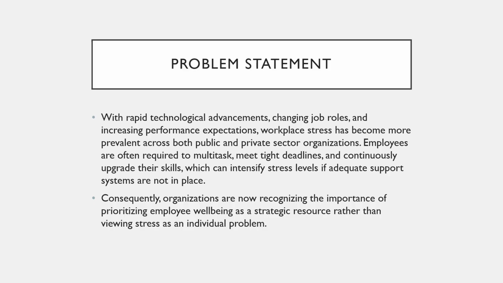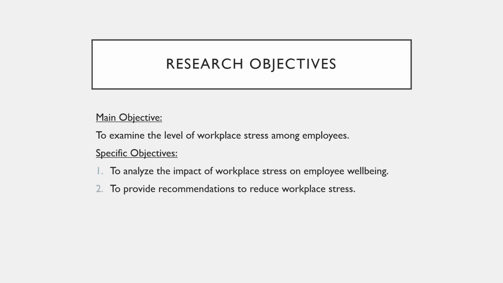Once the problem statement is clearly defined, the next slide covers the objectives of the study. These objectives include the main objectives and specific objectives. Main objectives describe the overall purpose of the research, while specific objectives break the main goal into measurable and achievable targets that guide the research process.